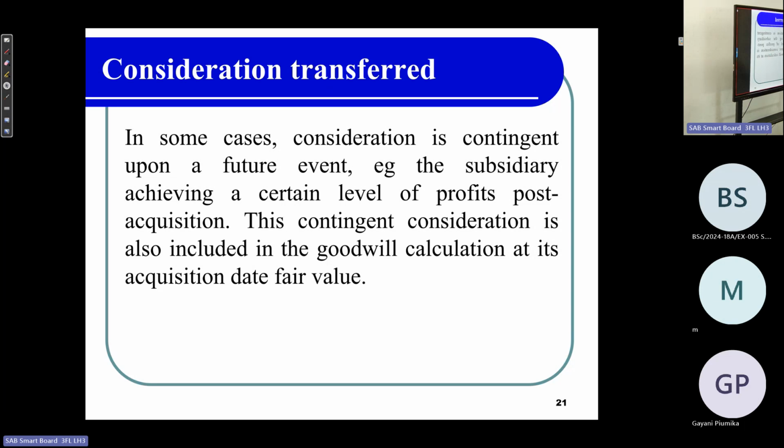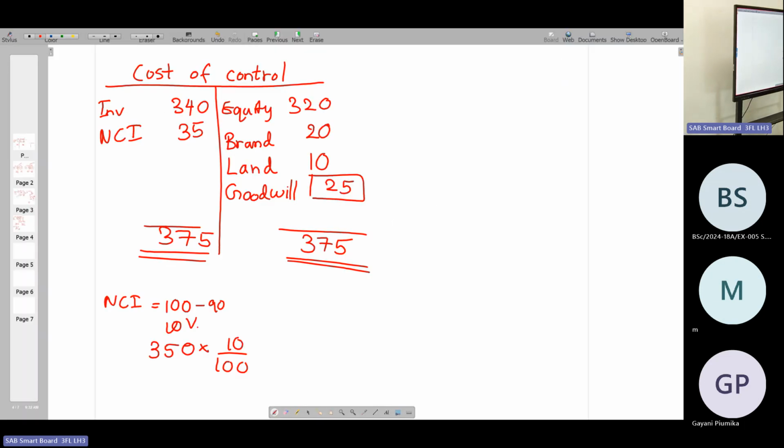Right. Now we talk about contingent consideration transferred, right? So let me discuss. I hope you understood up to this point. Everything is correct, we are moving fast, and you need to keep up with that speed, right?